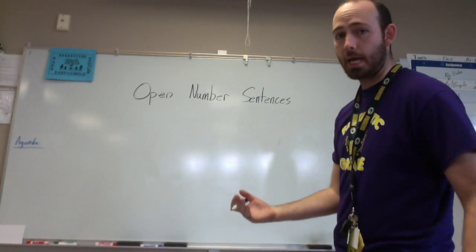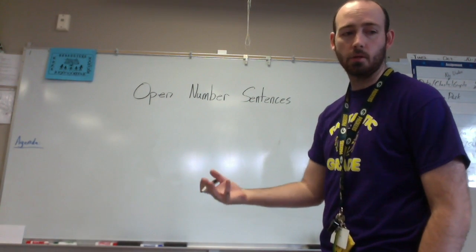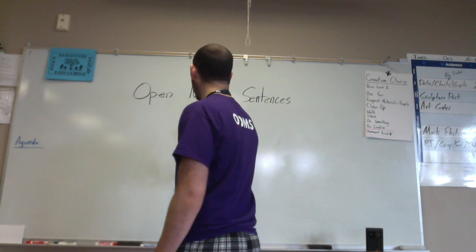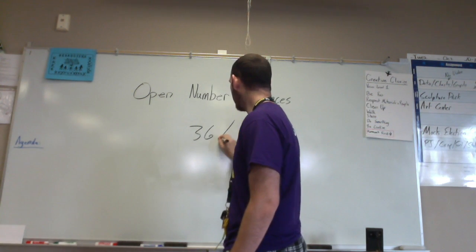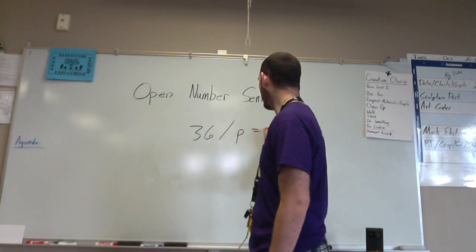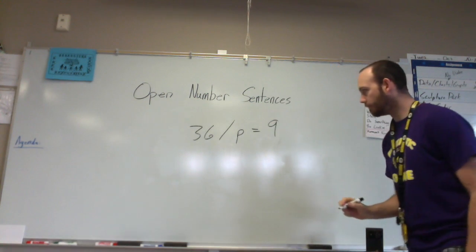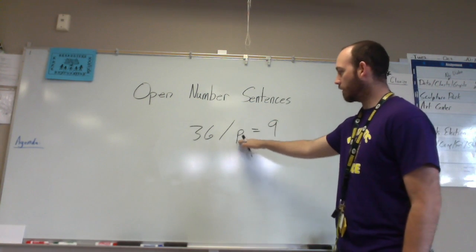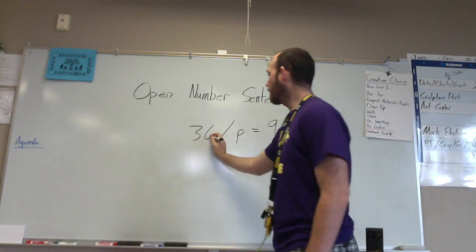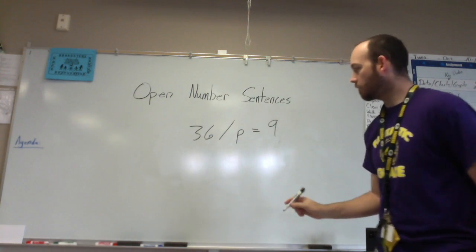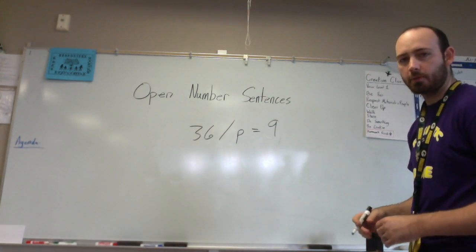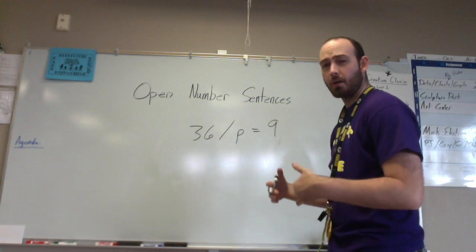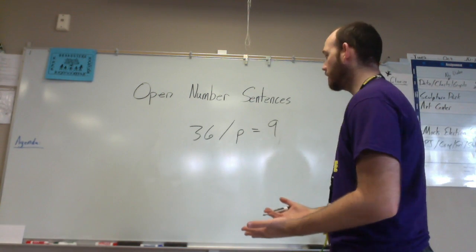Also, they may not always use x as the variable. They may use something else. So let's look at an example of that. Let's say we have 36 divided by p equals 9. Okay. Again, that variable can be anything. Anytime you see this slash like this, that is going to be division. So I think to myself, what operation is happening? I see division. To undo that, I'm probably going to use multiplication in my thinking.